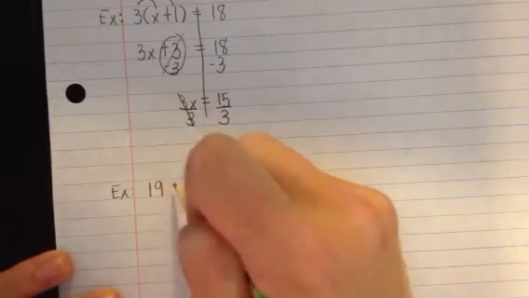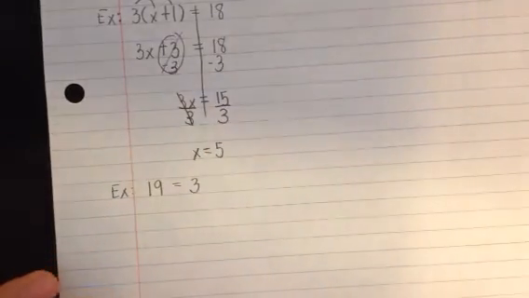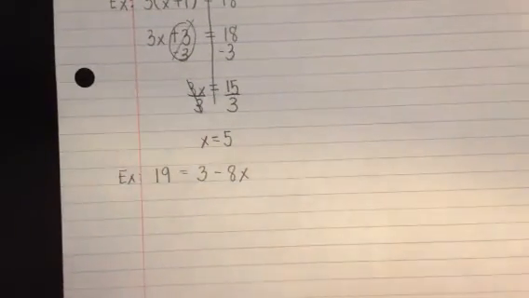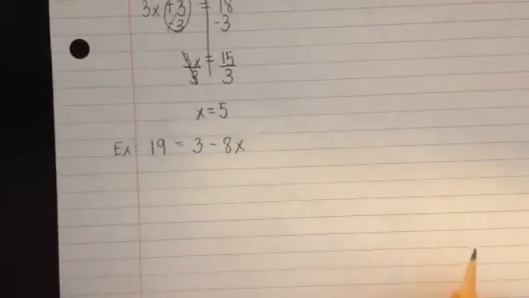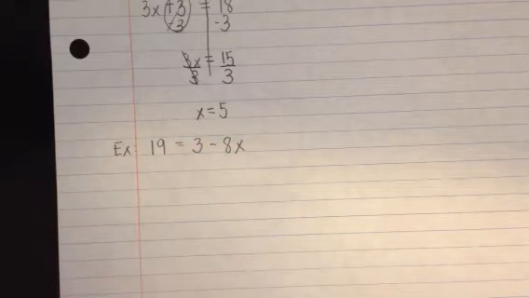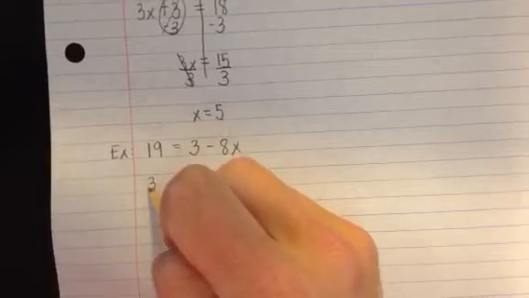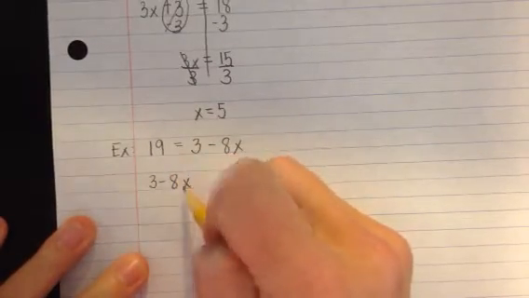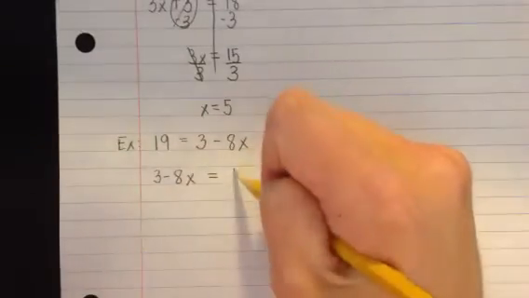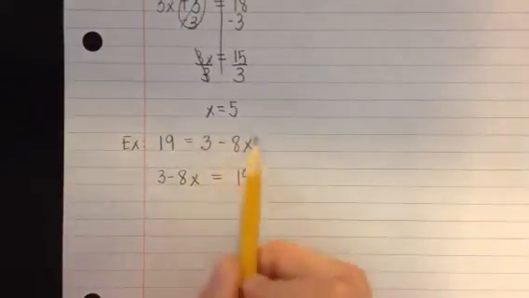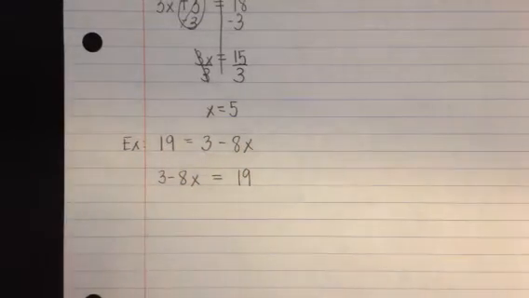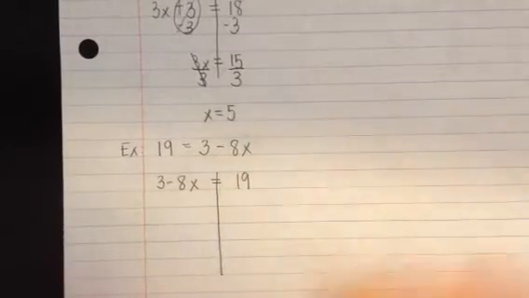If you have something that looks like this, 19 equals 3 minus 8x. If you have x on the right, you need to go ahead and switch everything to the other side. So you're going to take the 3 minus 8x, bring that to the left, equals, bring the 19 to the right. All I did was switch sides. Take everything on the right, move it to the left, take everything on the left, move it to the right. So now I can draw my equal sign down.